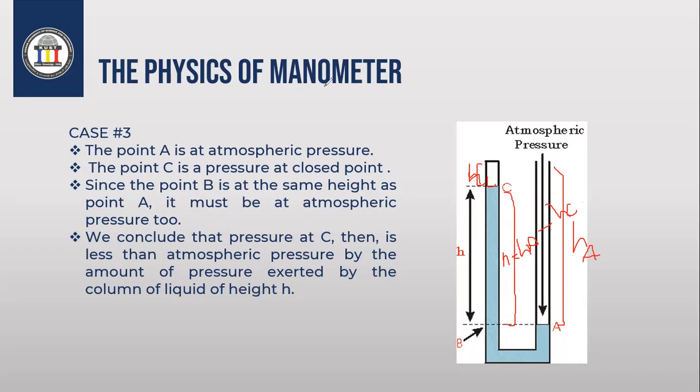We conclude that the pressure at C is less than the atmospheric pressure by the amount of the pressure applied by the liquid column. So this is the difference between them. Now the pressure on the open side is bigger than the pressure on the other side.